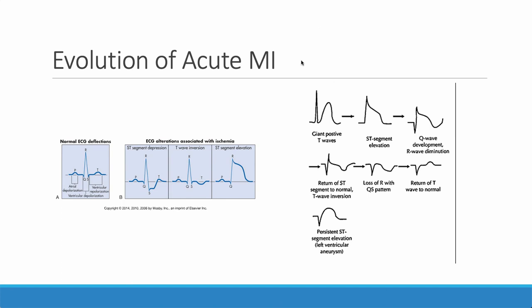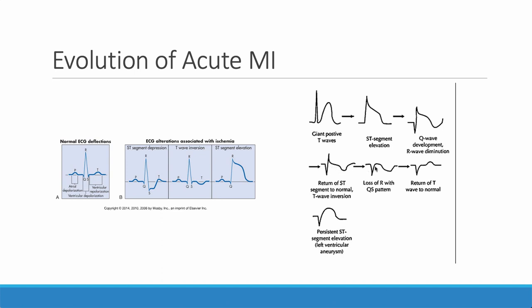After that 15-minute interval where you have the hyperacute T waves, then the ST elevation occurs. The next thing that develops within 24 hours or so is a Q wave. And as the Q wave develops, now the T wave also gets inverted. And then the ST segment starts to come back to normal.